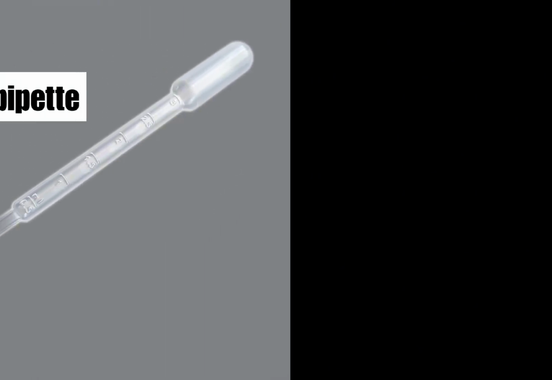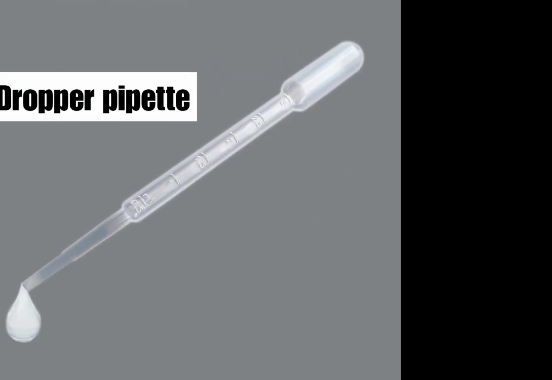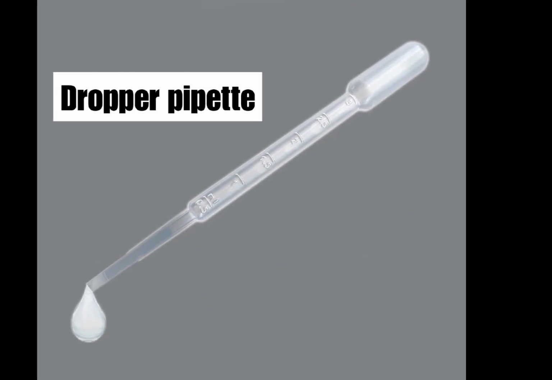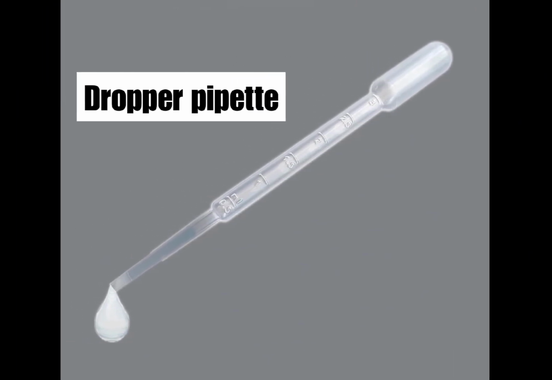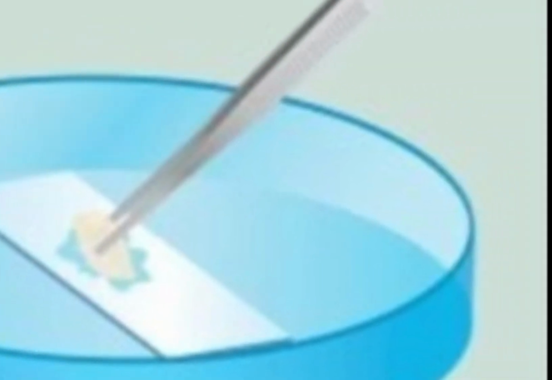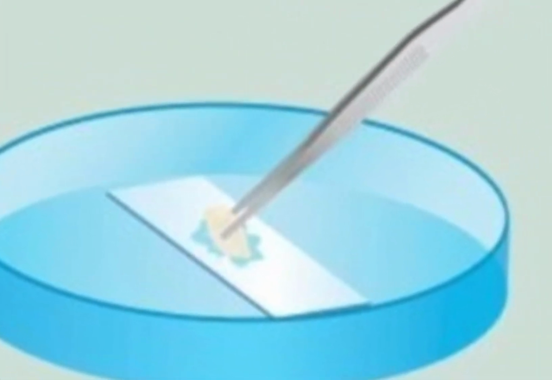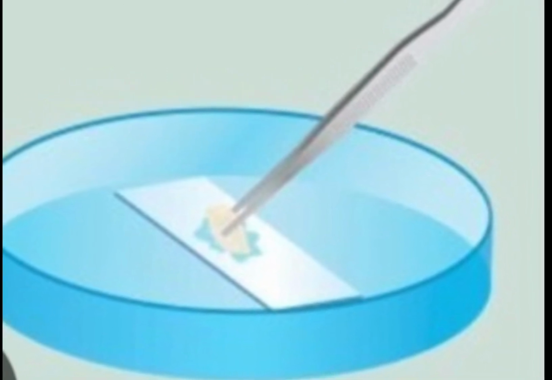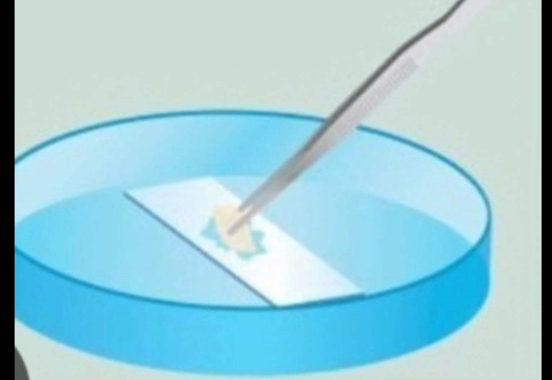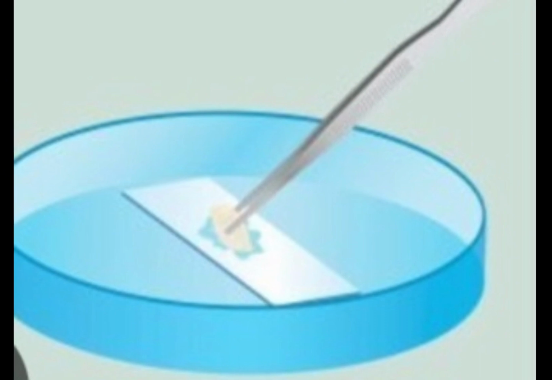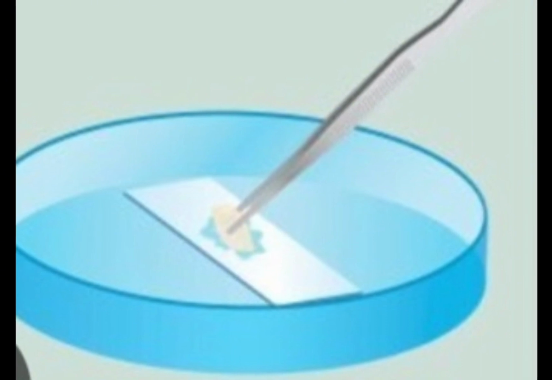The third step is we need to add a drop of either iodine solution or methylene blue on the onion membrane. The fourth step is we need to gently lay a microscopic cover slip on the membrane and press it down gently using a needle to remove air bubbles.